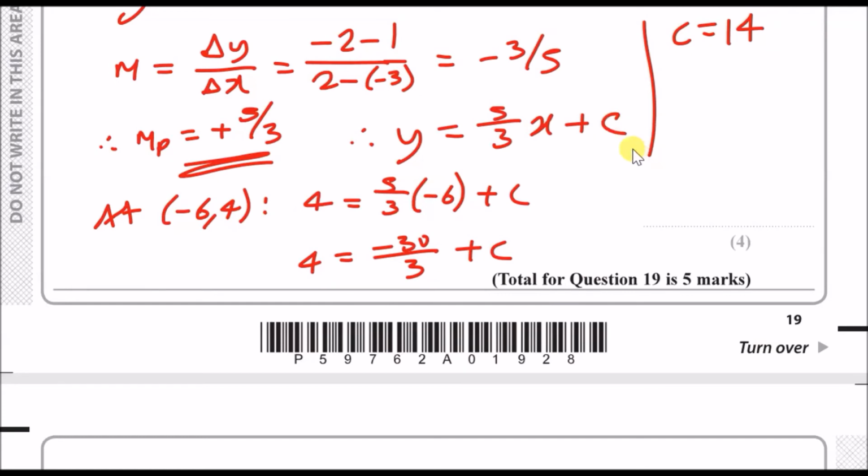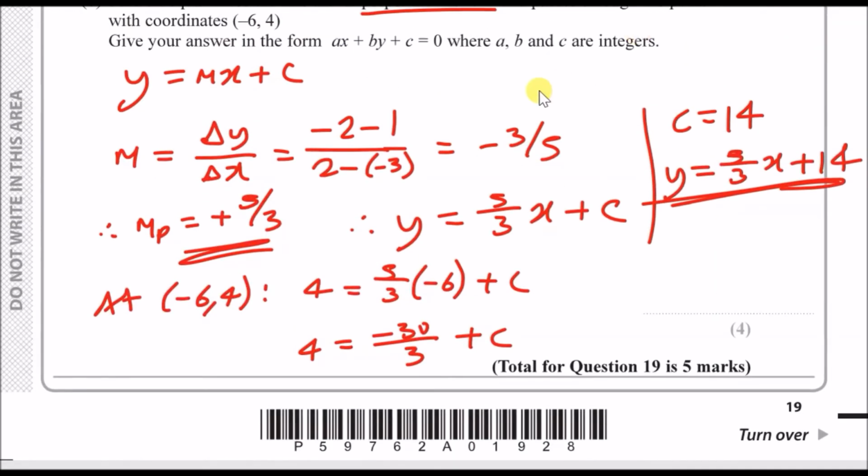So our equation gets updated to y equals 5/3x plus 14. And usually this would be it. You actually found your equation. But what they want, guys, is to rewrite this equation in that kind of form, where a, b, c are integers.